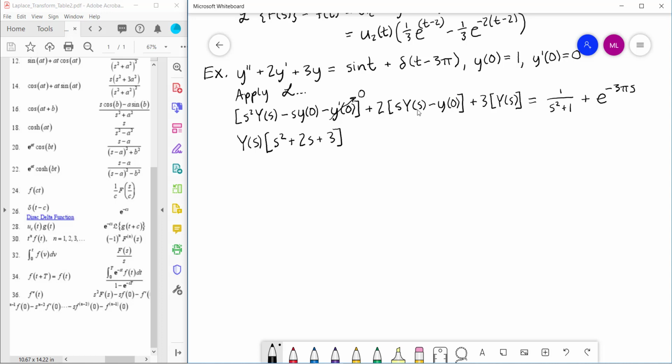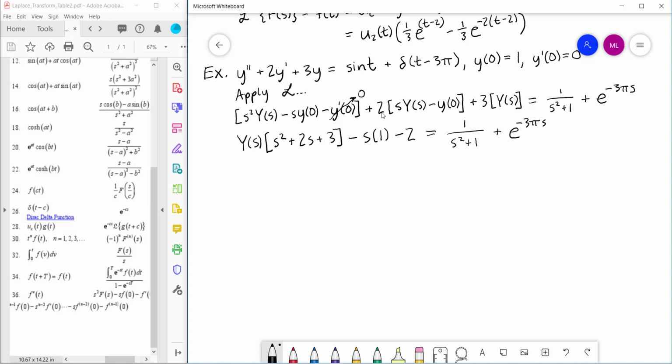On the left, this one here and this one here are the other two terms that survive. So I'm going to have minus s times y naught, but what was y naught? It was 1. So minus s times 1, here's that minus s times 1, and then over here we're going to have a plus 2 times a negative y naught, but again that was a 1. So when I multiply them together, I get a minus 2. And we're left with on the other side, again I haven't touched those yet, s squared plus 1 plus e to the negative 3 pi s.